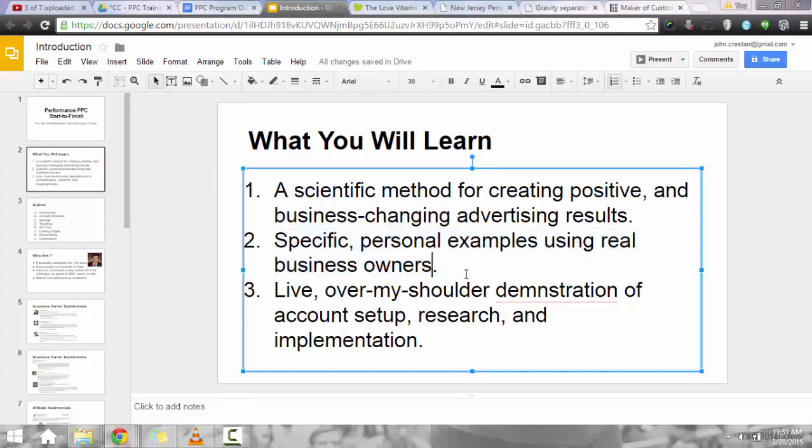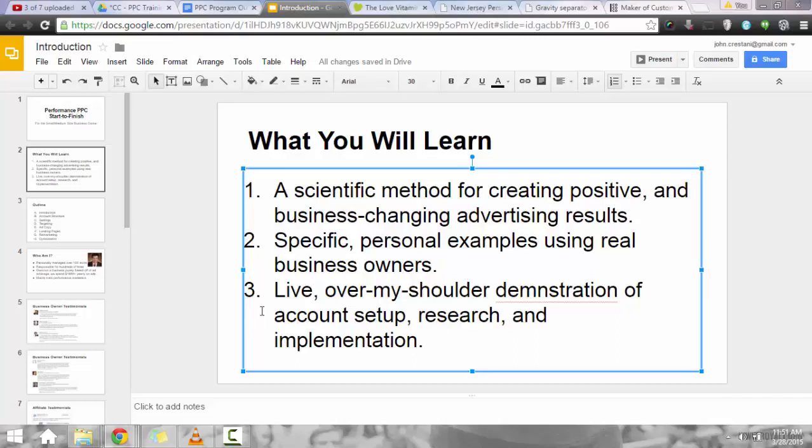Two will be lots of personal examples using real business owners. One thing I've seen done very wrong in other training courses is that it's very non-specific, and it's lead gen businesses compared to B2C businesses. For B2B businesses versus e-commerce, they're all different and they all have their specific problems. So I'm going to try to get really personal here.